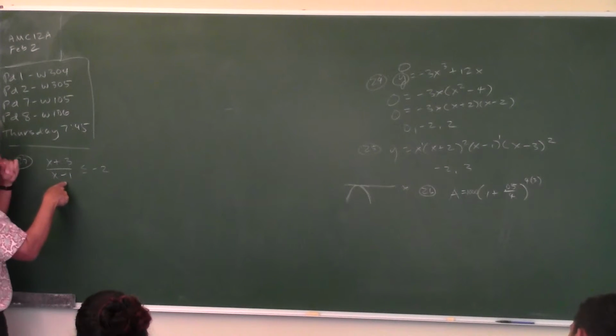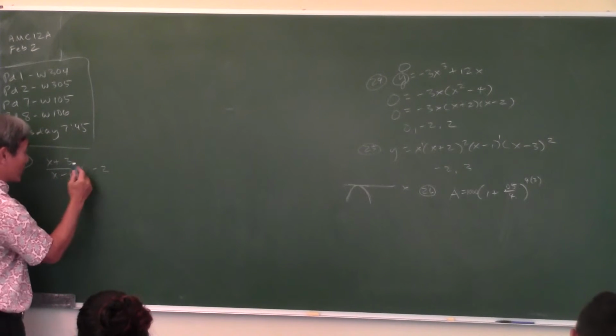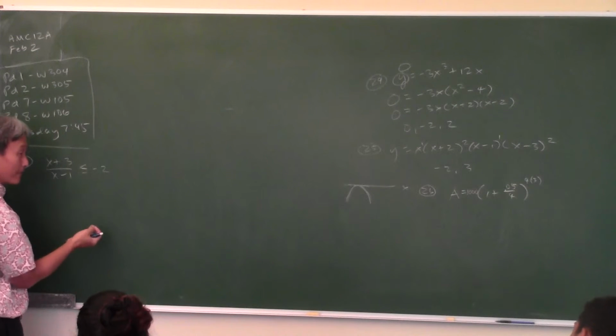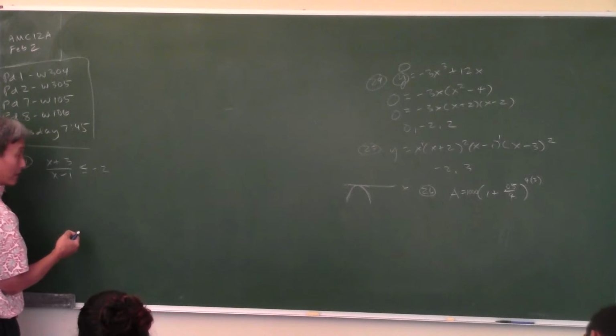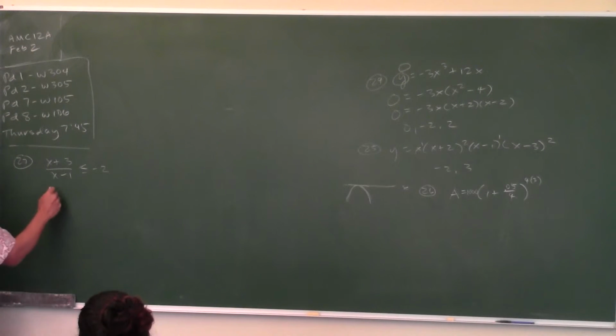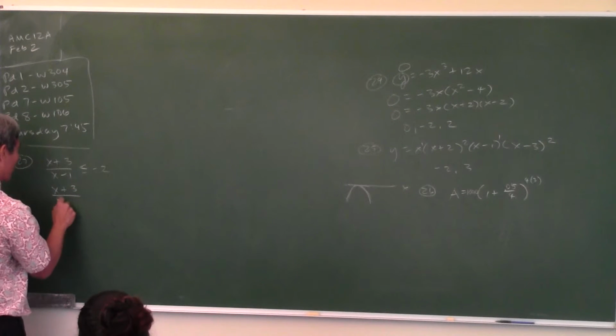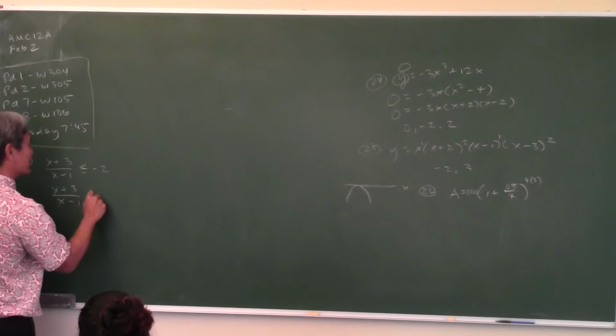Because you don't know whether it's positive or negative. Because when you have an inequality, it makes a difference if you multiply both sides by a positive or a negative number, right? So what do you do then? What did I teach you to do? Make one side 0.